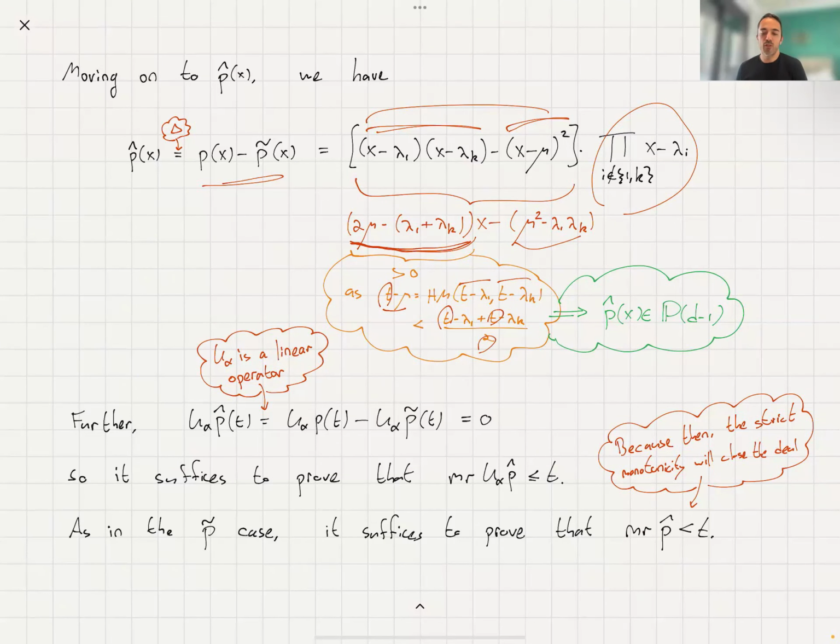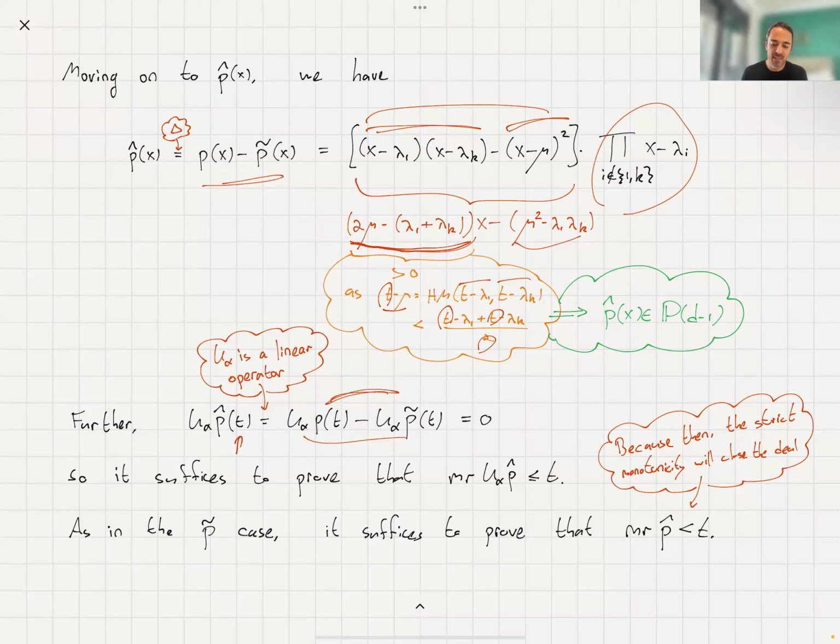What else do we want to prove? We want to prove that the max root of U alpha P hat is the same as the max root of U alpha P, and what we already know now is the same as the max root of U alpha P tilde. And okay, so first of all, indeed, at T, you get a zero for U alpha P hat, because U alpha is a linear operator. It's U alpha P evaluated at T minus U alpha P tilde evaluated at T. And we already proved these two are the same, so you get a zero.